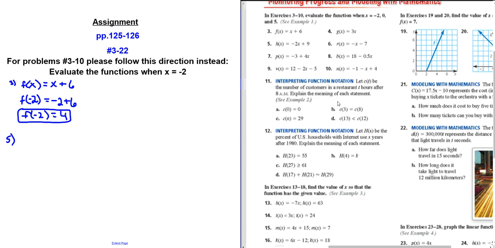All right, so number 5 is h of x, so function h equals negative 2x plus 9. Again, I need to evaluate the function when x is negative 2, so I plug in negative 2 for x. I'm trying to find h of negative 2. Follow the order of operations, and I get positive 4 when I multiply negative 2 by itself. If I add 9, I get 13. So h of negative 2 is 13.